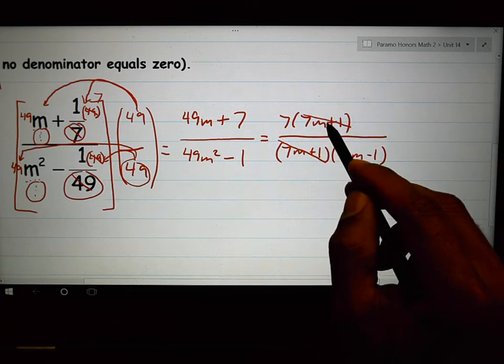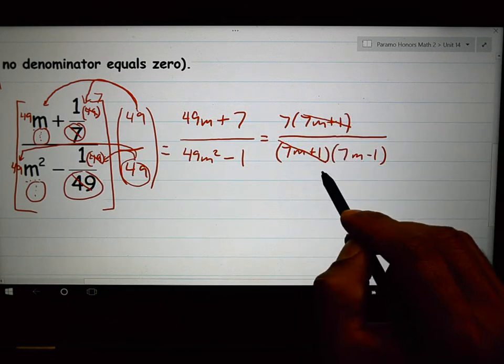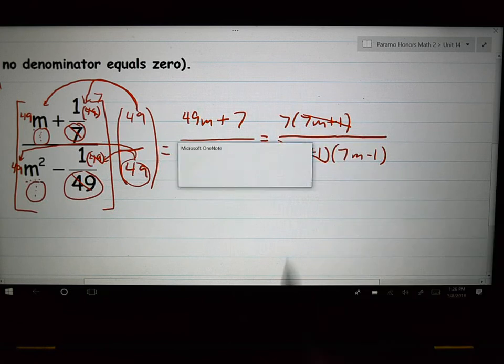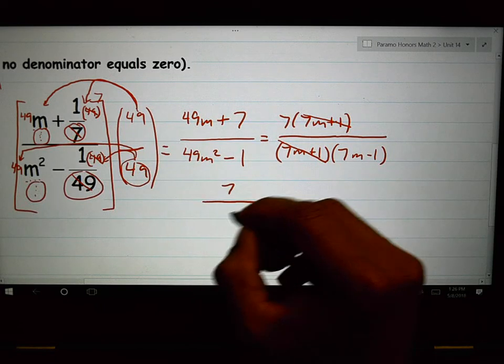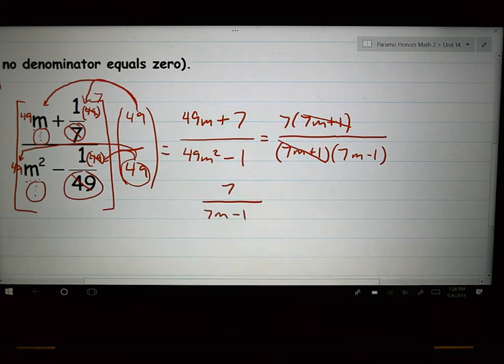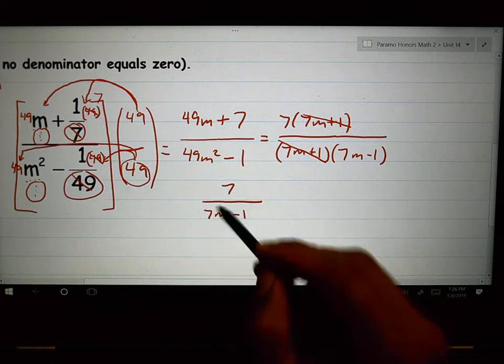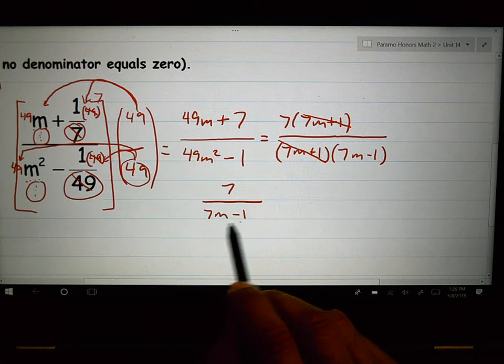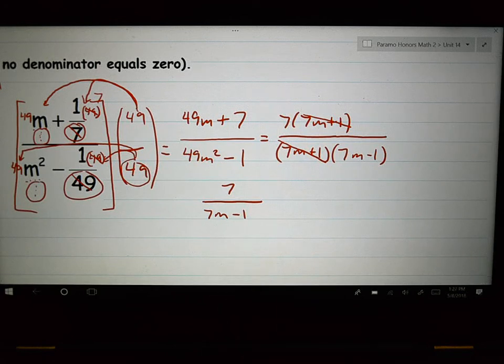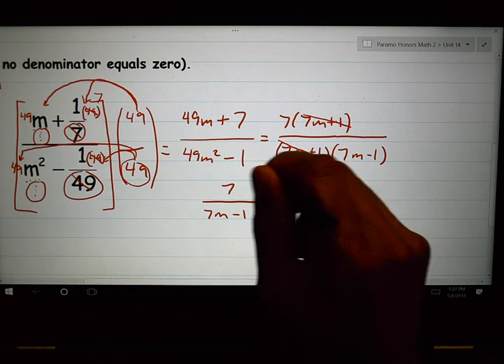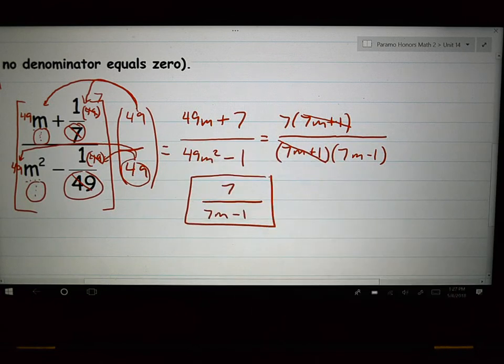7m plus 1 goes into 7m plus 1 one time. The 7 on top, the 7m minus 1 on bottom, we cannot reduce that because of the minus 1. It's in a relationship with this other thing. We would be breaking order of operations. My final answer for number 6 should be 7 over 7m minus 1.